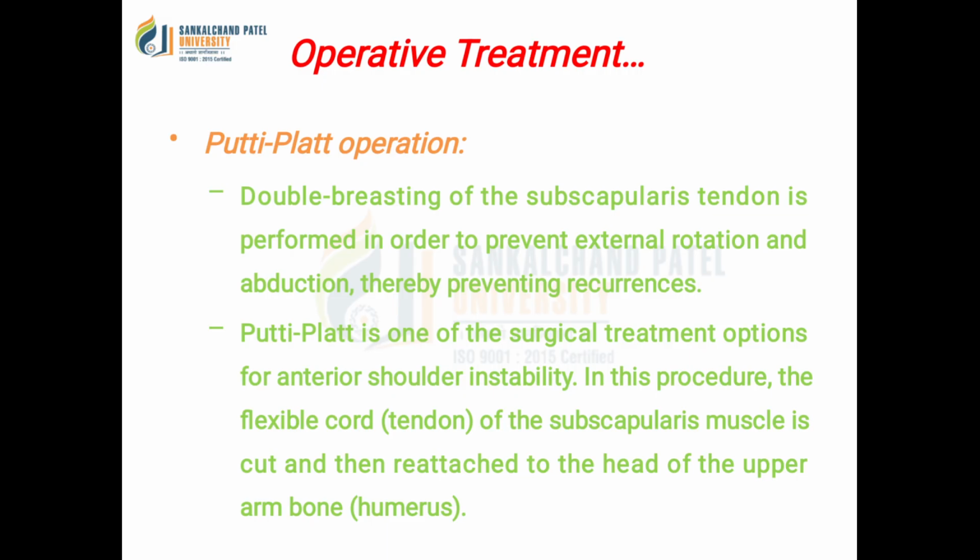Next we have the operative treatment for this shoulder dislocation. First is Putti-Platt operation. Double breasting of the subscapularis tendon is performed in order to prevent external rotation and abduction, thereby preventing recurrence. Putti-Platt is one of the surgical treatment options for anterior shoulder instability. In this procedure, the tendon of the subscapularis muscle is cut and then reattached to the head of the upper arm bone, that is humerus.